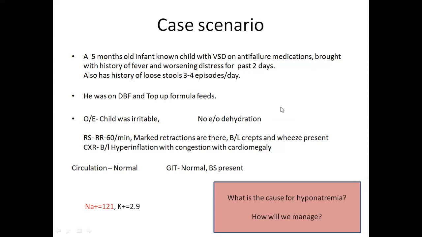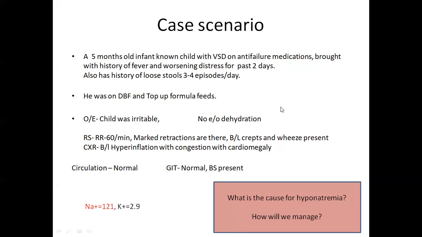So how will you manage this child? We have three causes now. One is hypovolemia, one is euvolemia, one is hypervolemia. Restriction of fluid. Exactly. So if you think it is only hypovolemic hyponatremia because of loose stools and diuretics without examining properly, you are going to give the NS bolus or sodium infusions. But in this particular child, you need to restrict the fluid. But what is the sodium here? 121. Can you just keep restricting the fluid for sodium 121 without giving anything? First, we will increase the sodium to more than 125, followed by restriction.